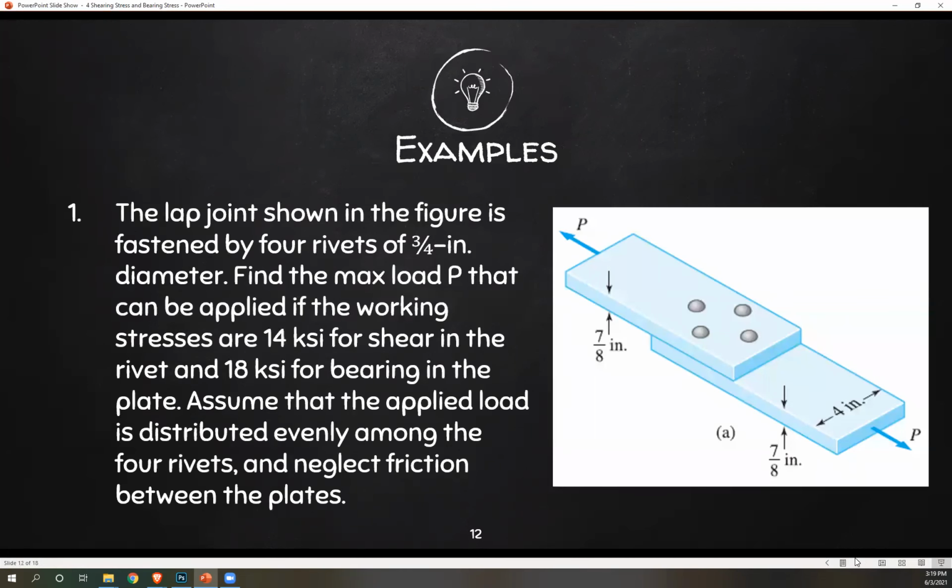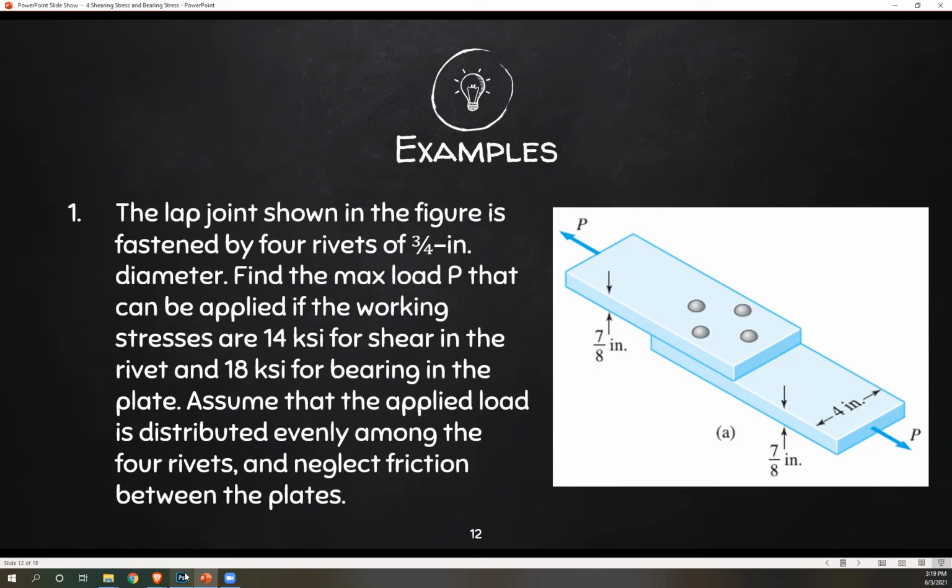Number 1, the lap joint shown in the figure is fastened by 4 rivets of 3/4 inches diameter. Find the maximum load P that can be applied if the working stresses are 14 ksi for shear in the rivet and 18 ksi for bearing in the plate. Assume that the applied load is distributed evenly among the 4 rivets and neglect friction between the plates. So basically, you're looking for maximum force, P. And then we're given restrictions, your working stresses for shear and bearing.